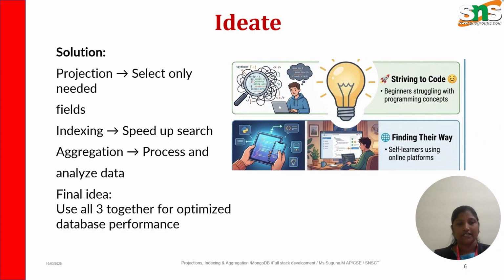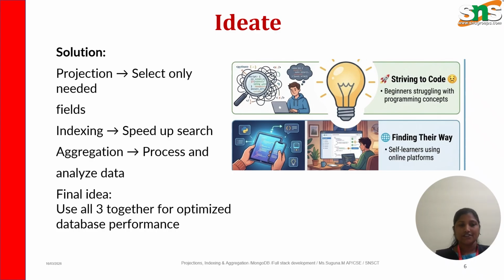The second key technique is indexing. This improves the speed of search operations. How does it do that? It works like an index in a book, helping us find the data in a very quick manner. The third technique is aggregation.